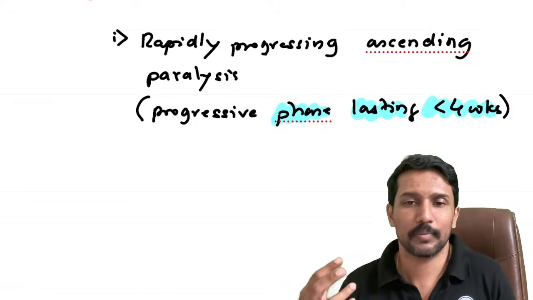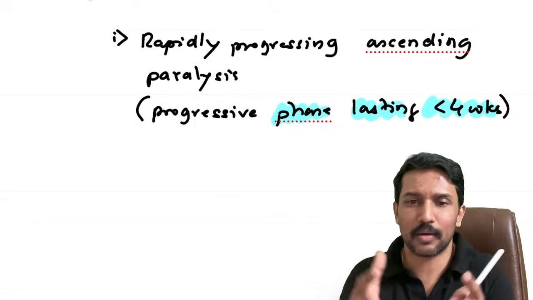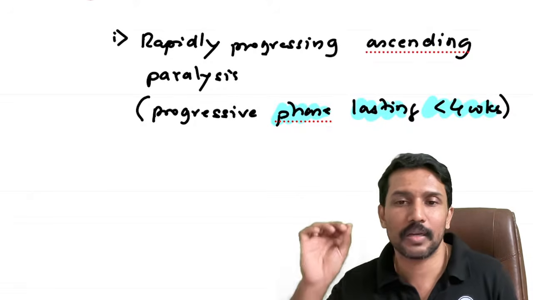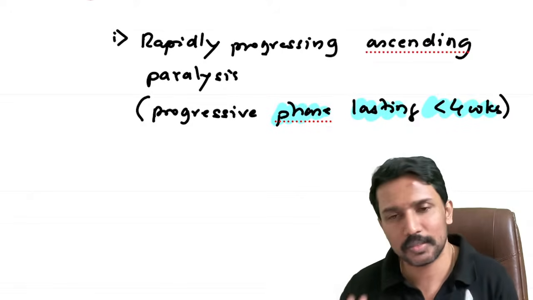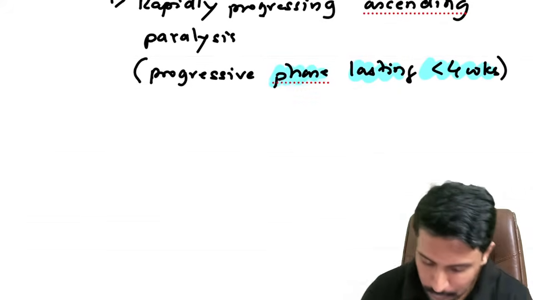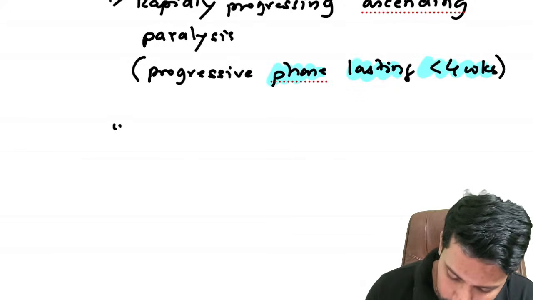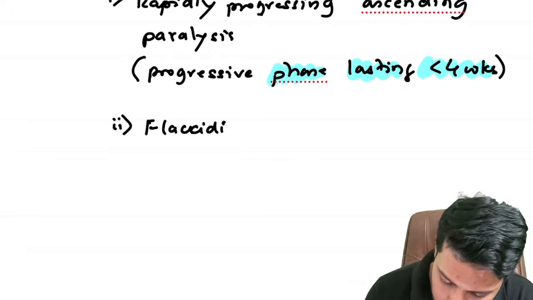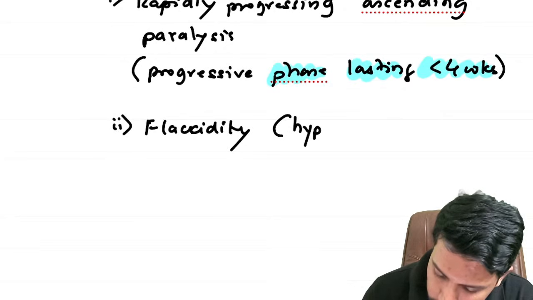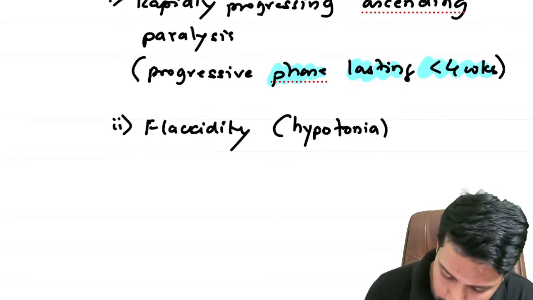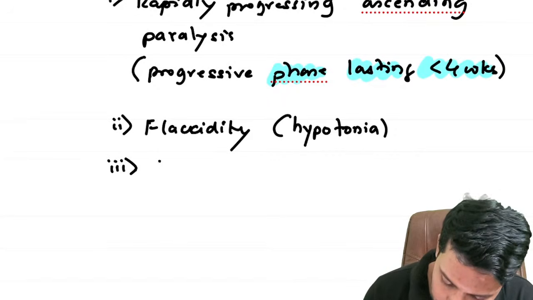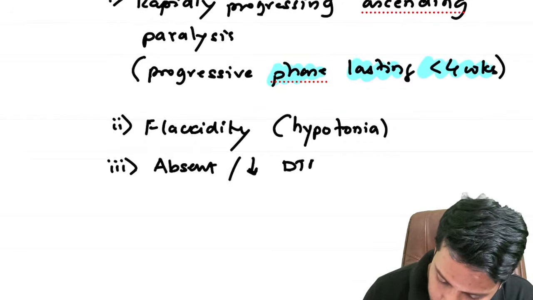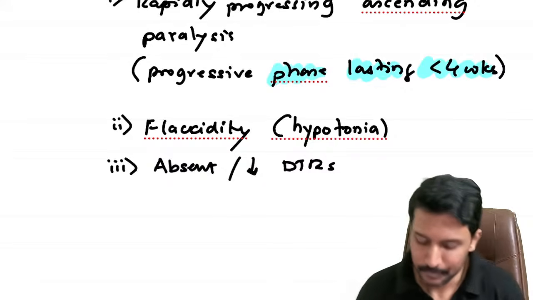If you have progression beyond 4, 5th week also some new area got affected, 6th week also some new area got affected, it is pointing towards a chronic inflammatory demyelinating polyneuropathy or CIDP. It's a different entity. Then along with that, you will have flaccidity or hypotonia, decreased tone. Then third, your reflexes will be absent, right? Absent or diminished deep tendon reflexes. You can write it as hyporeflexia or areflexia.